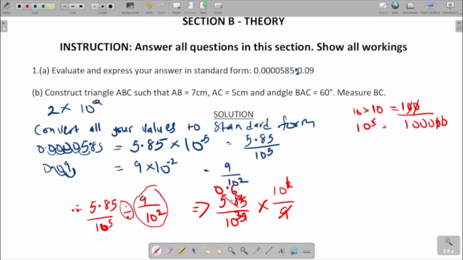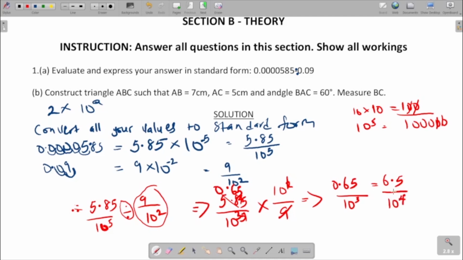So put the 4 here. 45 divided by 9 gives us 5. So our answer is 0.65 over 10 raised to power 3. This is the same thing as 6.5 over 10 raised to power 4.